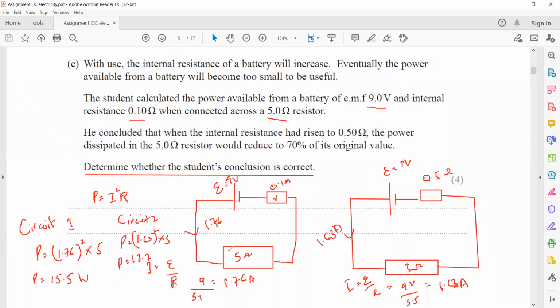So when we calculate the original power, the initial power was 15.5, and the final power for circuit 2 is coming out to 13.2 watts. So what is the change in the power? That is 13.2 divided by 15.5 into 100, so it will come out as 86%. The student suggested that it reduced to 70%, but it does not reduce to 70%. So the student's statement is not true with reference to the values.